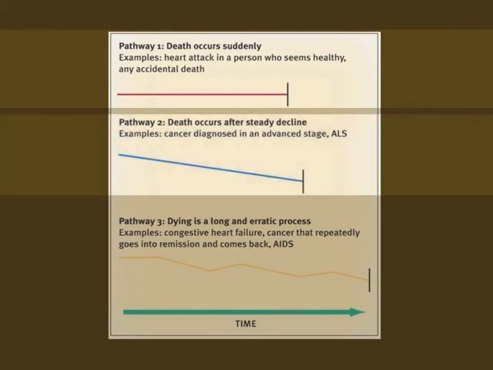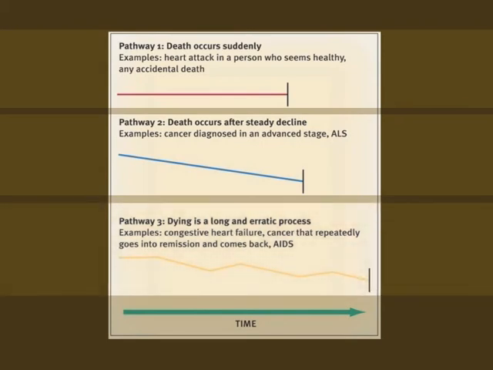Coming to the second type of dying trajectory, you have this blue line which is going downwards, which indicates that the patient is suffering from a chronic disease and there is a slow decline till the point of death. And the third dying trajectory, which is an orange line wavy in shape, represents patients suffering from chronic illness.